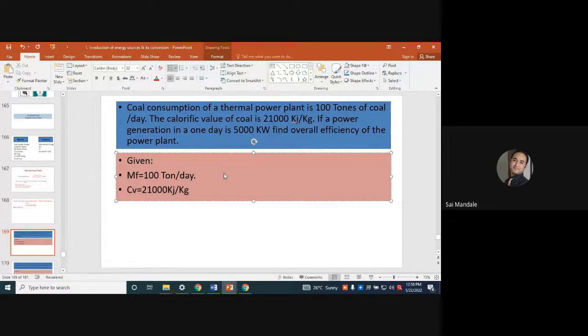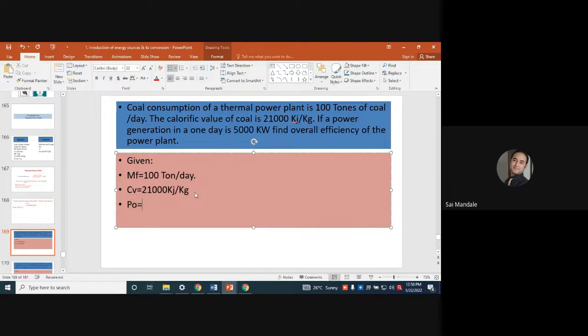If the power generation in one day is 5,000 kilowatt, what is given to us? This is the capacity of the power plant to produce power, so it is the output. PO is given to us, that is 5,000 kilowatt. Find the overall efficiency of the power plant.